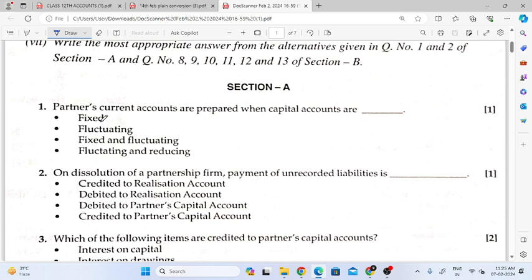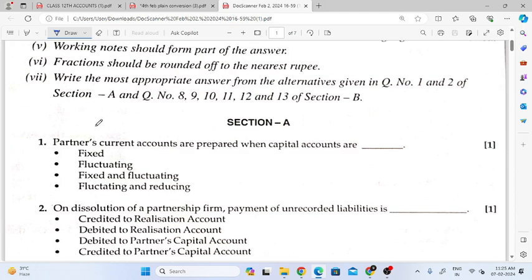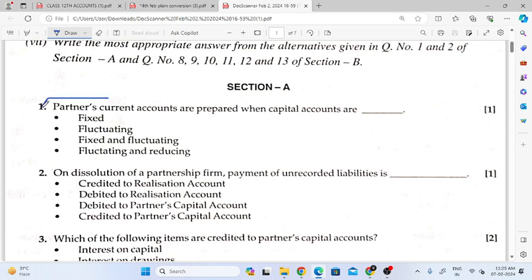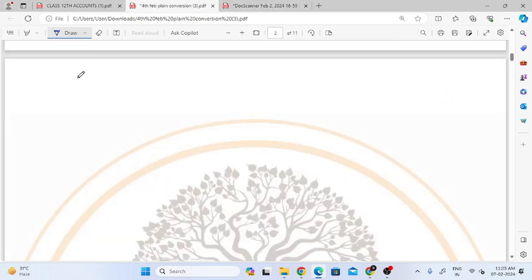The first question is, partners' current accounts are prepared when capital accounts are, okay. With regards to this, the question is when we prepare partners' current accounts, when the capital accounts are, the first option is fixed. So the first answer is when the capital accounts are fixed.